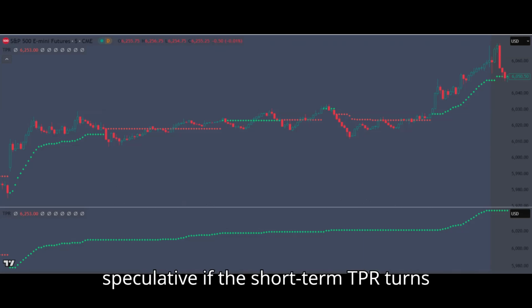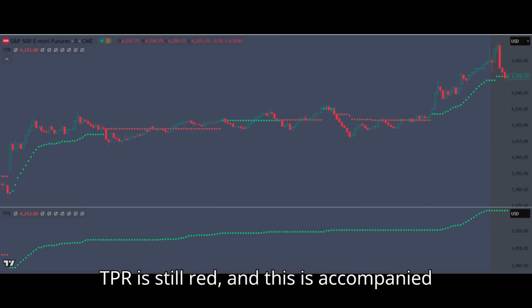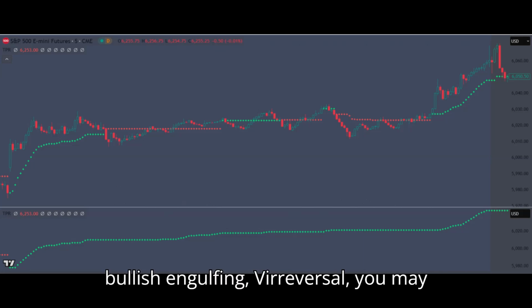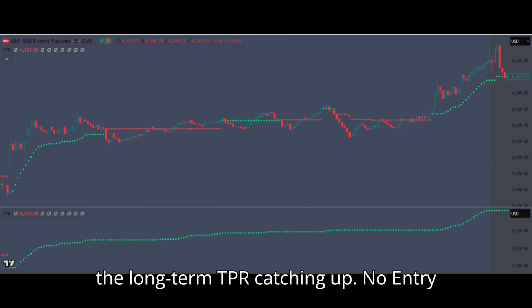Aggressive entry, speculative: if the short-term TPR turns green at a low level while the long-term TPR is still red, and this is accompanied by bullish candlestick patterns, e.g., bullish engulfing, V-reversal, you may try a small position in anticipation of the long-term TPR catching up.